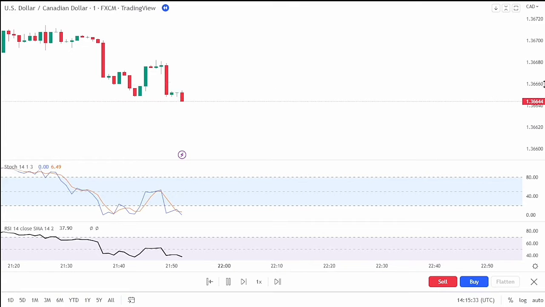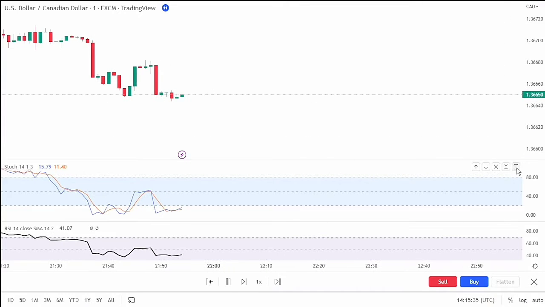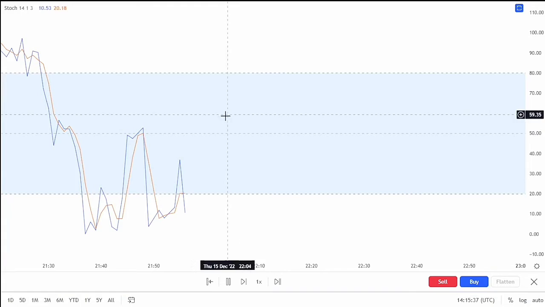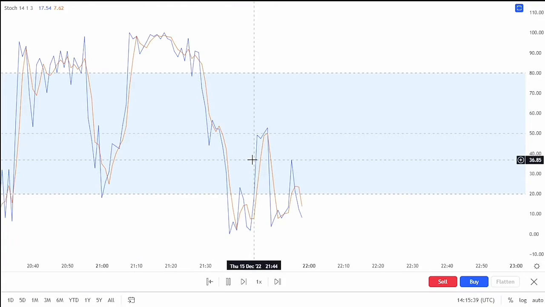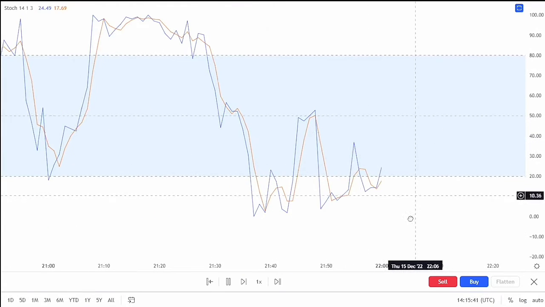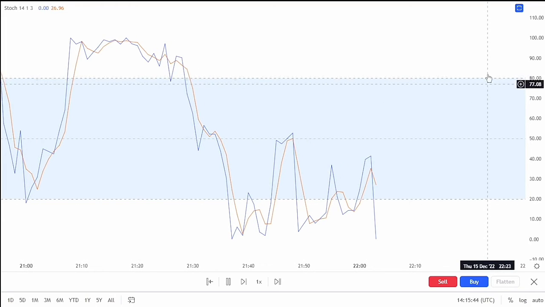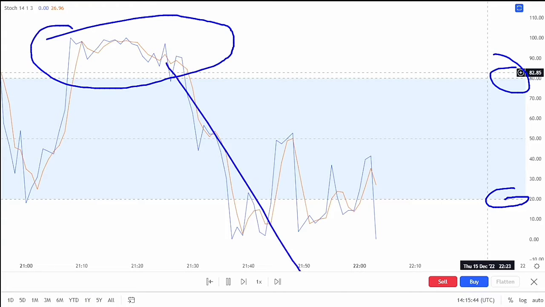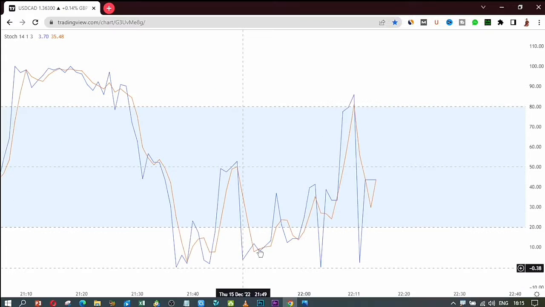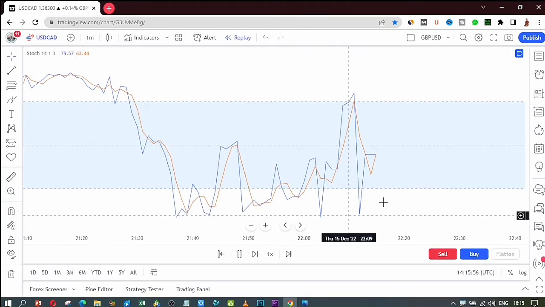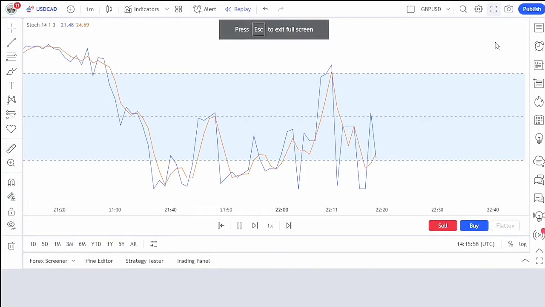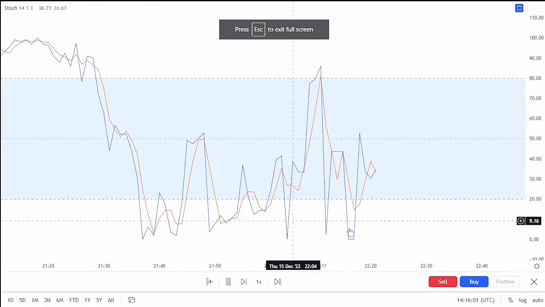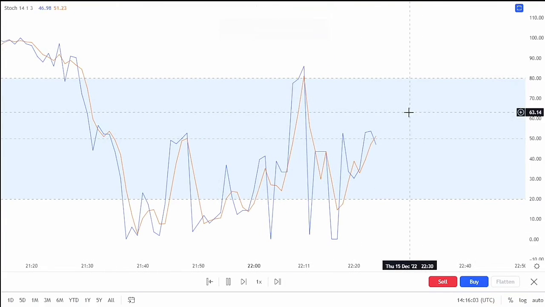So the first indicator that we are going to use on this strategy is the stochastic. The stochastic simply has an oversold and an overbought situation right here, oversold and overbought, right? So if the market comes outside the overbought situation, we're expecting prices to drop. And also if the market comes to the downside where we have the oversold part, we are expecting prices to go back to the upside.